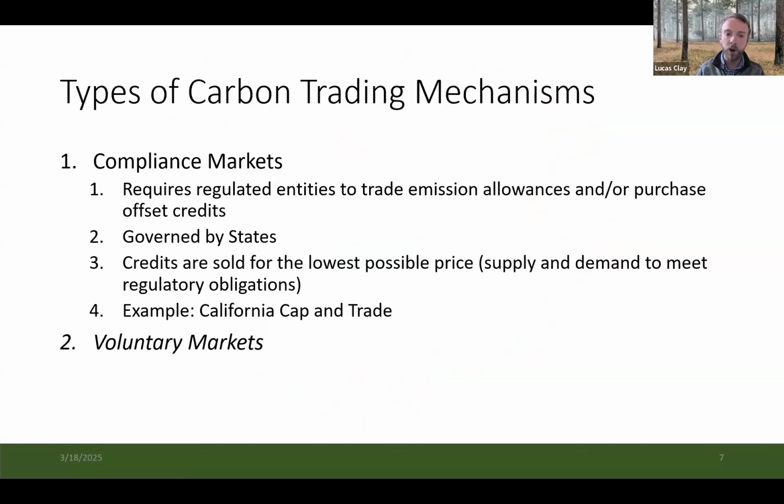So as I mentioned a little bit earlier, there are different types of carbon trading mechanisms. The two main ones are compliance markets, which have regulations, and then the voluntary market, which essentially is voluntary in nature. We'll talk about that after compliance. The compliance market requires regulated entities to trade emission allowances or purchase offset credits. This is typically governed by states or subnational entities, and this is where the supply and demand comes into play. Credits are typically sold for the lowest possible price due to supply and demand and regulatory obligations. The best example of this in the United States is the California cap and trade market.